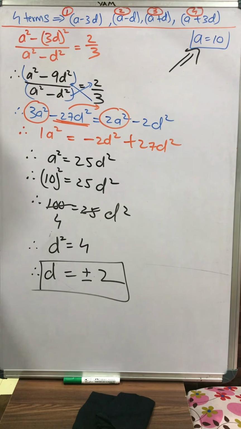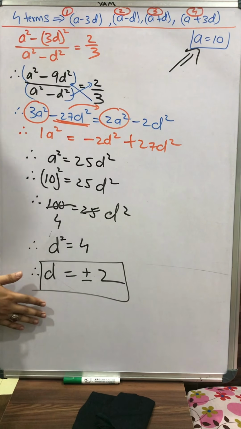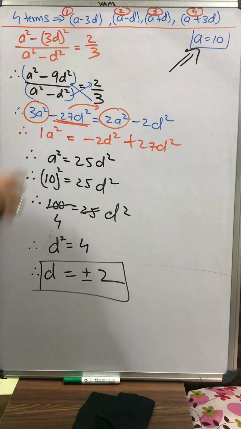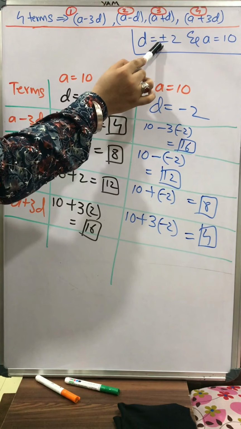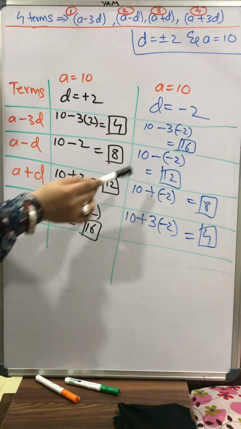the 4 required terms. So please pause your video fast and let's get back to our table to find the 4 things. Sorry, it will just take 1 minute more. Pause the video fast. Complete it on your own, please. Now students, I have just copied my 4 terms over here. Value of d is plus minus 2 and value of a is 10.